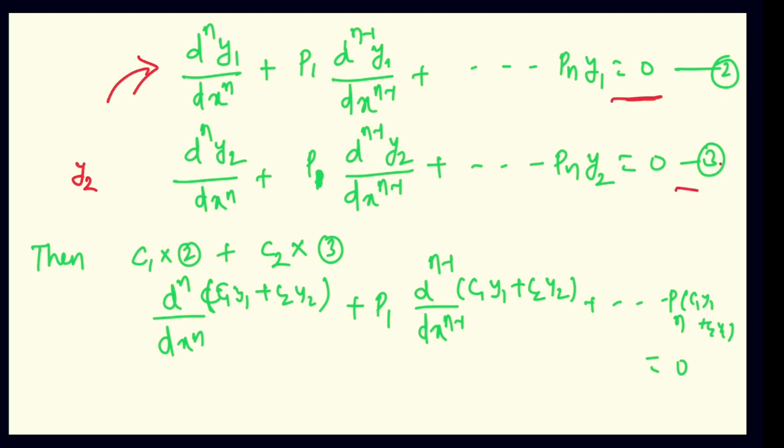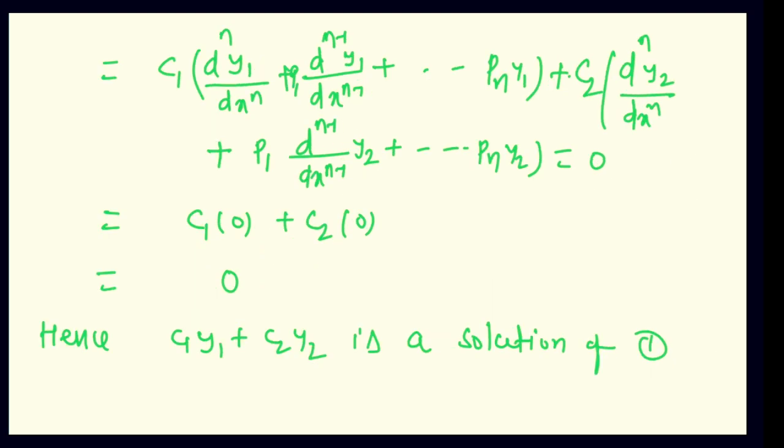So we will multiply equation 2 by a constant c1. Okay, the second equation, the third equation, is multiplied by c2, and so on, equal to 0. Now we will add equation 2 multiplied by c1 and equation 3 multiplied by c2. So it will become d^n y of c1 y1 plus c2 y2, plus p1 times the derivative of c1 y1 plus c2 y2, and so on, plus pn times c1 y1 plus c2 y2, equal to 0. So we can say from here that c1 y1 plus c2 y2 is a solution.